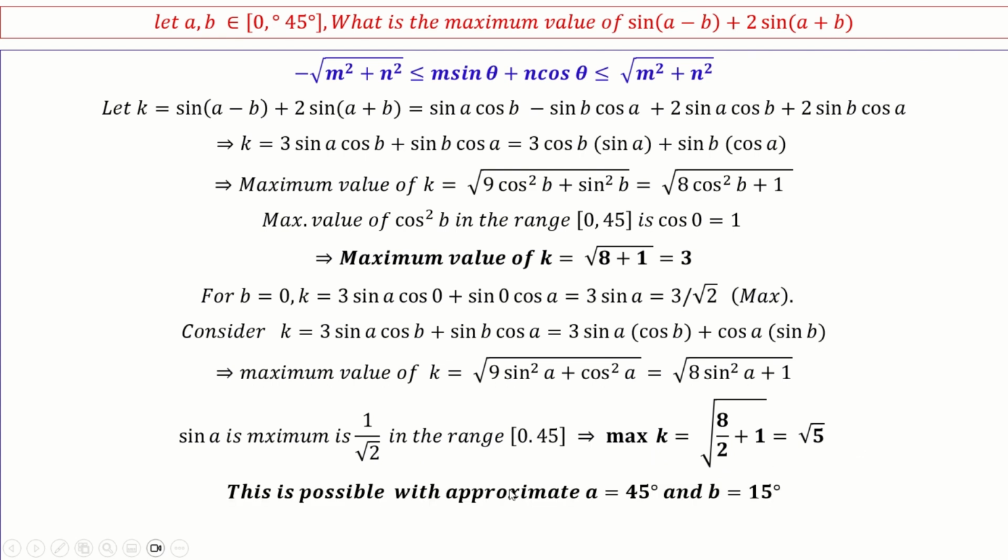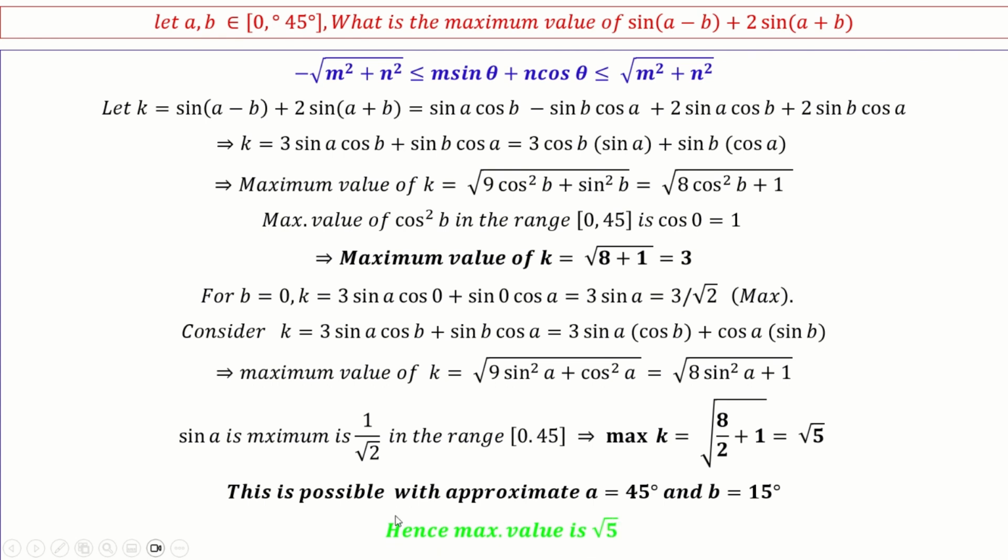And just cross check where it is applicable. Maximum possible with A equal to 45, then B is equal to 15. If you add 15, then what is the value of this one? 45 minus 15, which is sin 30, plus 2 sin 60. Sin 30 plus 2 sin 60, you'll get the expected value, right? So this is the correct value.